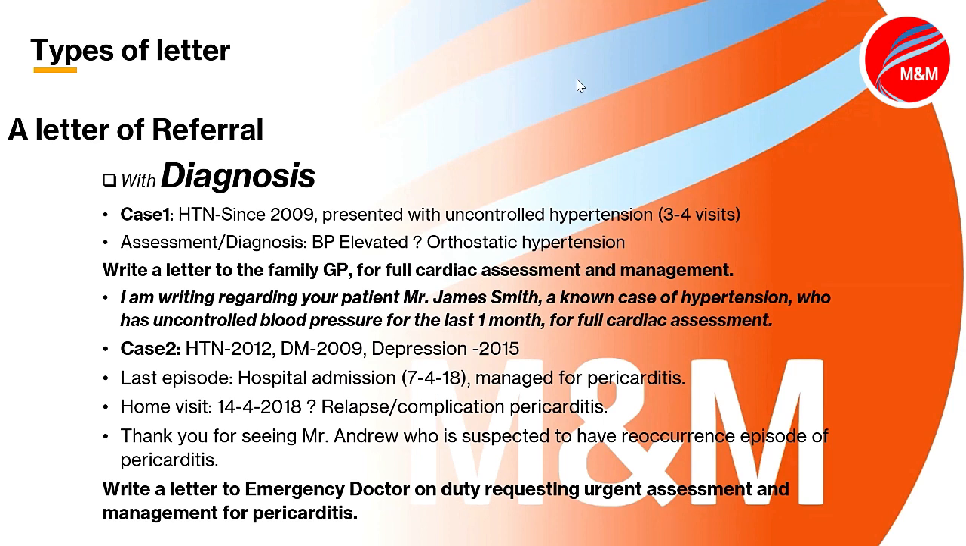And secondly, we have a case with a diagnosis, right? When a patient has been diagnosed with hypertension and presents to you with uncontrolled blood pressure, we have an assessment diagnosis of elevated blood pressure or maybe orthostatic hypertension. So we are writing this letter to the family GP. If you are a ward nurse or a community nurse writing this letter to a family GP for the full cardiac assessment, maybe the past history would be irrelevant, right?